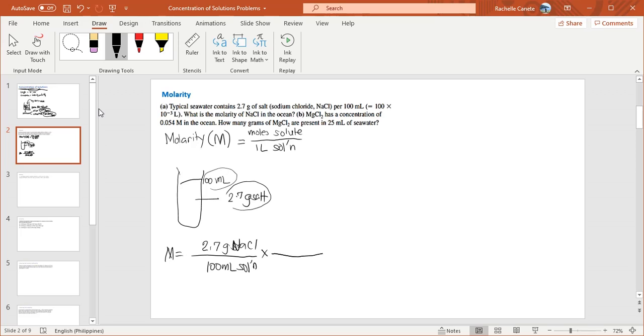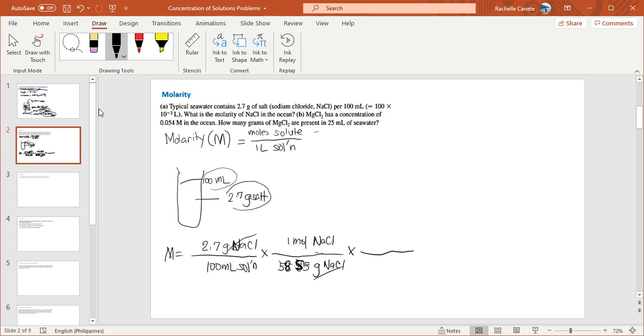How do you convert that mass into moles? You just use the molar mass. The molar mass of sodium chloride is 58.55 grams of sodium chloride per 1 mole of sodium chloride, right? 1 mole of sodium chloride is equal to 58.55 grams of sodium chloride. And you can cancel this out. So now you have moles, and your numerator is okay.